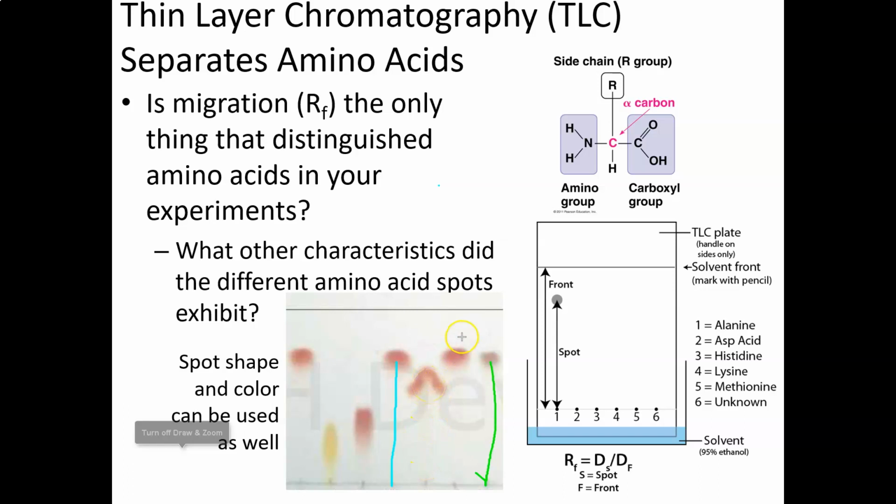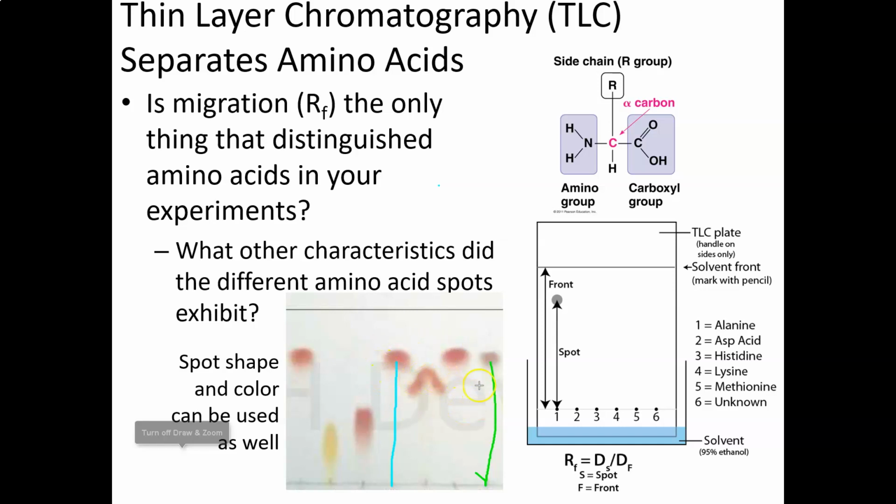So we might get the exact same RF for amino acid 4, and let's say this is the unknown, right? And based on the numbers, you go, oh, it's the same amino acid, right? But if you take a look, notice this one's red, this one's purple. It's not the same amino acid. So sometimes the RFs come out similar looking, even though they're distinctly different amino acids.